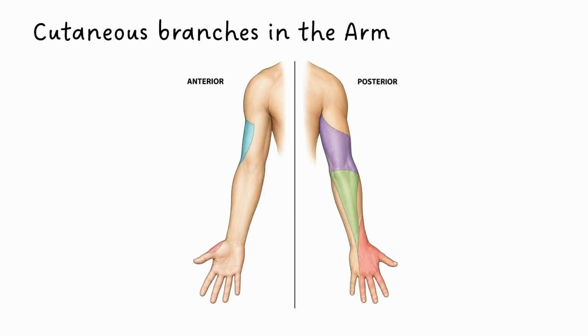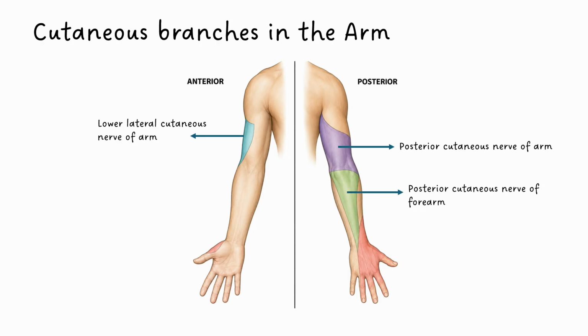The cutaneous branches of the radial nerve in the arm include the posterior cutaneous nerve of arm, which supplies the skin over the posterior aspect of the arm. Then we have the lower lateral cutaneous nerve of arm, which supplies the skin over the lower lateral part of the arm. And it also gives the posterior cutaneous nerve of forearm, which supplies the skin over the posterior aspect of the forearm.